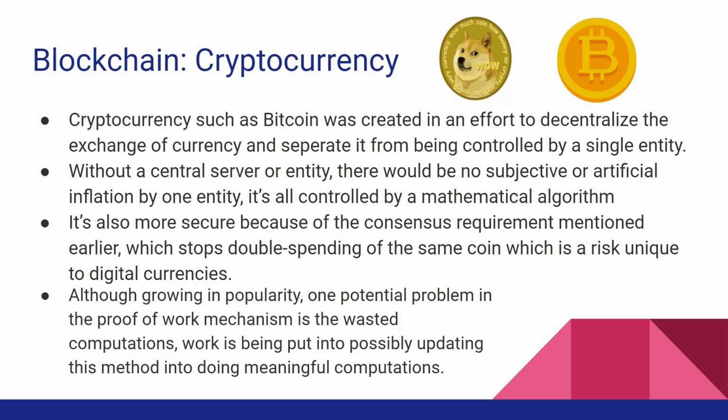Yeah, and it's also more secure because of the consensus requirement, which we've mentioned already, which stops double spending of the same coin, a risk unique to digital currencies. Because in the real world, with cash or other physical types of money, you have to physically exchange it. But with this, if someone could maliciously create a false transaction, they could spend the coin, but not really spend the coin. They only gain from the transaction, but they don't lose. So they can essentially respend the same coin.